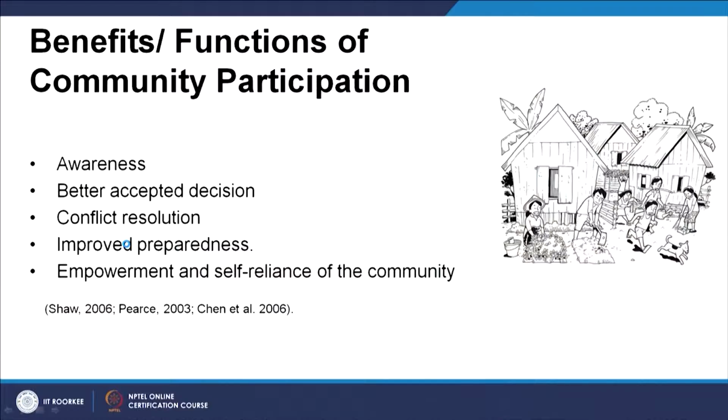Also, there is the question of the benefits and functions of community participation. These are outcomes that we often consider come from participatory projects. If we involve the community, it will increase people's awareness. It will give better accepted decisions. It can also resolve conflict among stakeholders. It can improve preparedness, and it could empower people. They have more willingness to participate, and they are more self-reliant, and they can do things by themselves without external help.